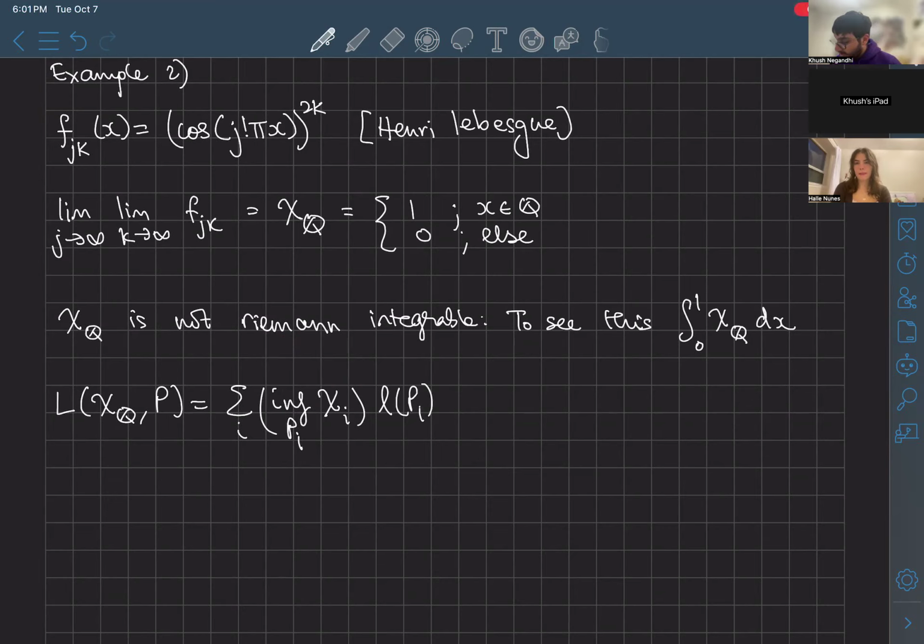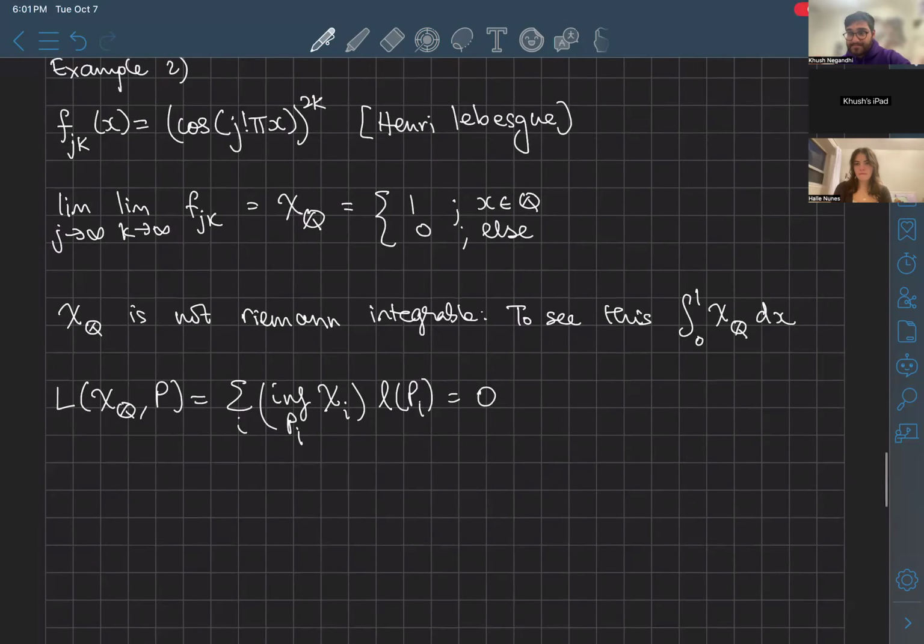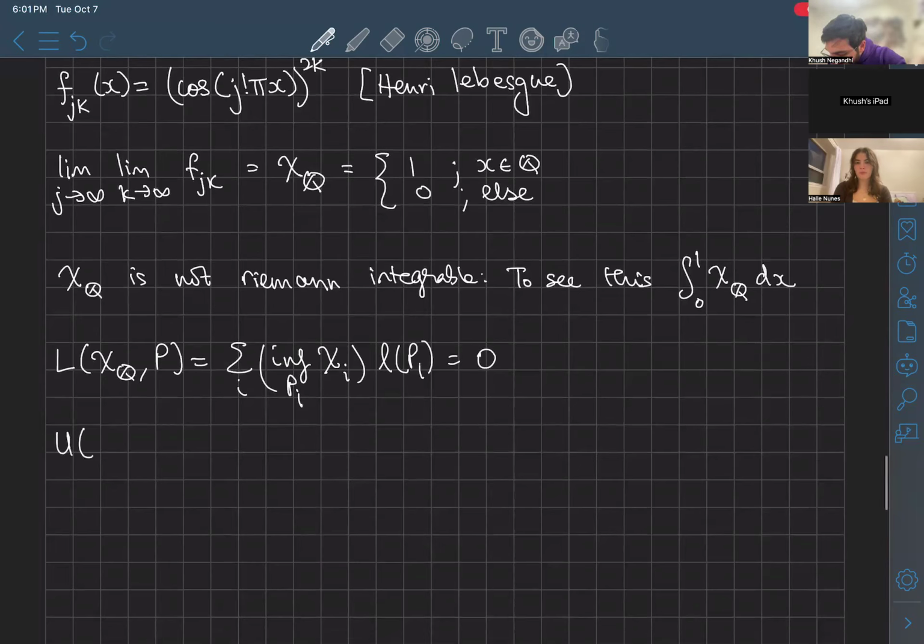But any partition interval contains an irrational number, right? Any interval contains an irrational number. That means the infimum is always 0, right? So this sum is 0. But now if we look at an upper sum, all I have to do is replace the infimum with the supremum.